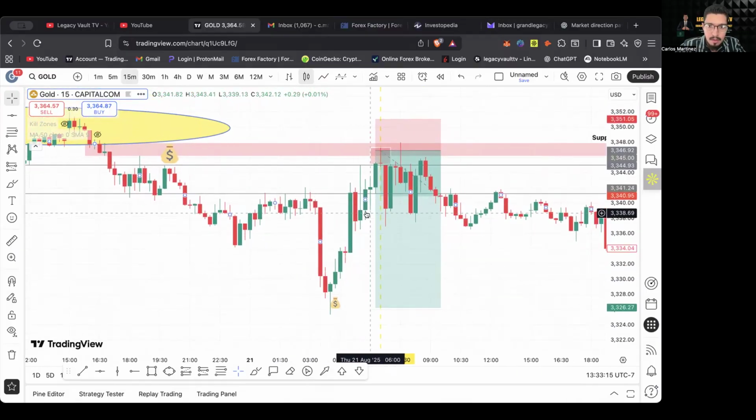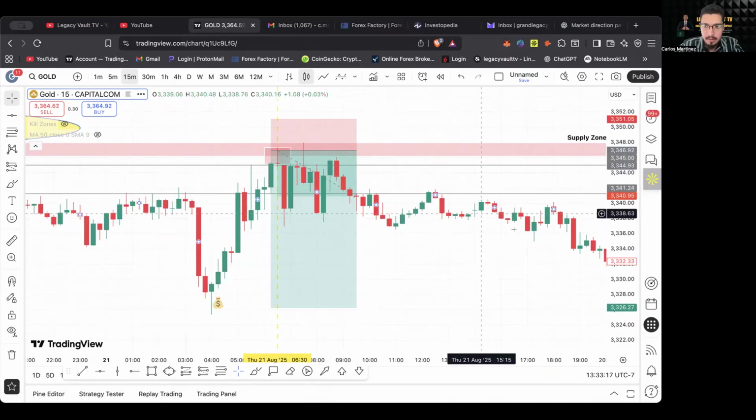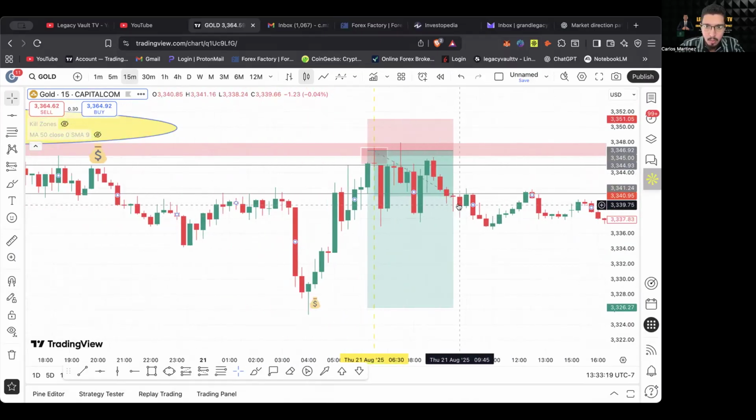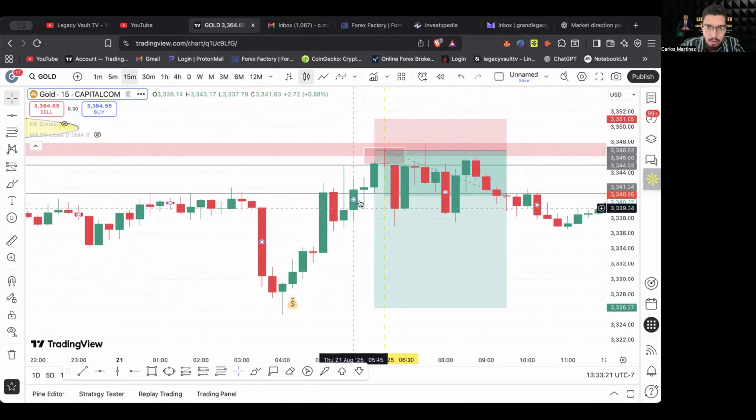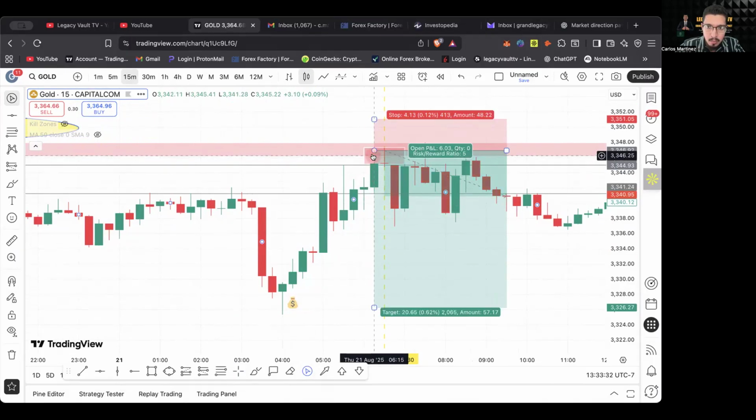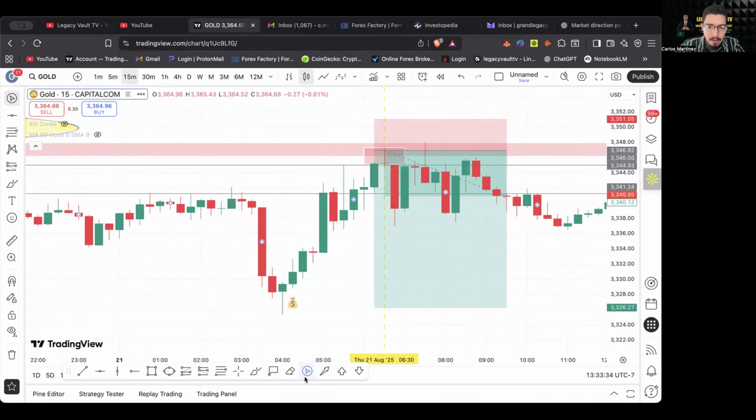So now, let's say this hasn't happened yet. We're looking here. Currently, we're around this range. Price is currently here. It hasn't reached the zone yet. Now we're going to wait.